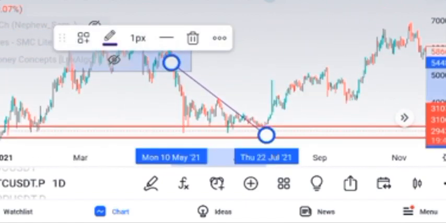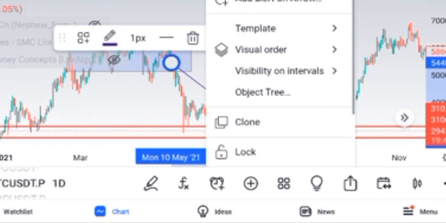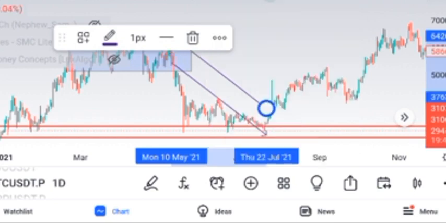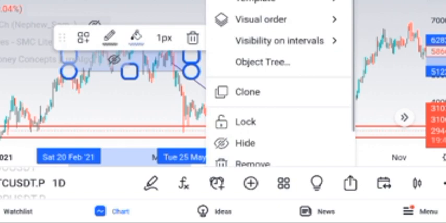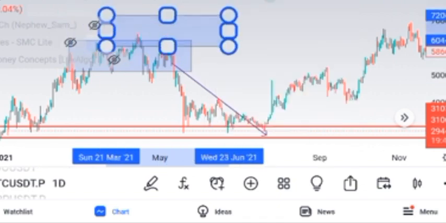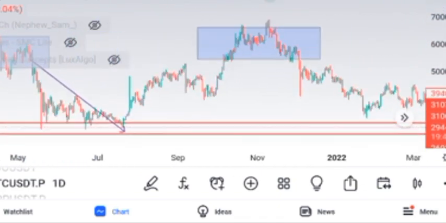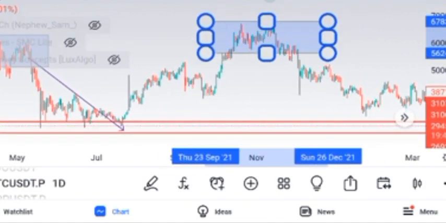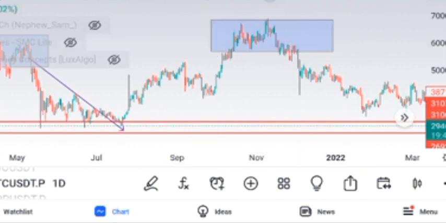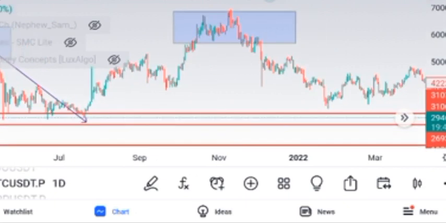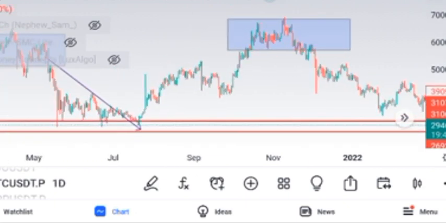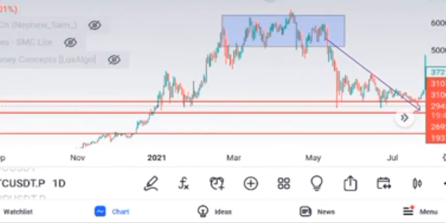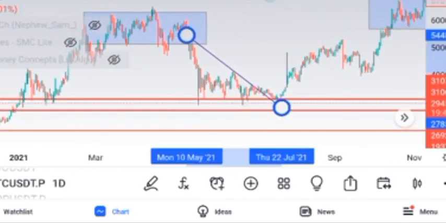So let me copy this and show you. Let me clone it. Okay, that is not what I want to clone. So can you see we're having another range market around here. Can you see the market is ranging for a few days, because it's on a daily chart. So what happens eventually? The market eventually comes back to this particular area, breaks out of it, and the market starts going down.